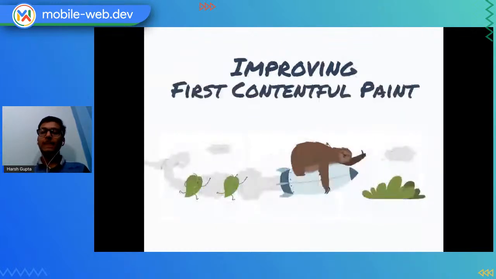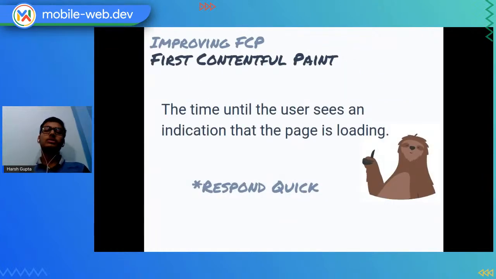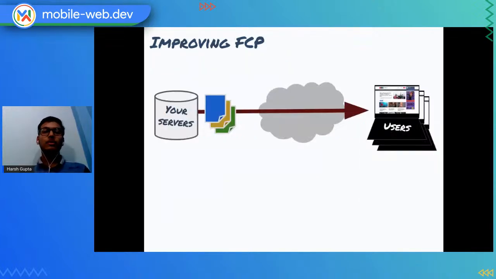So first, improving the First Contentful Paint. If I remind you, it is the time until the user sees something indicating that the page is loading. It means the first content of the page has loaded, for example the navigation bar. So improving the FCP means we want to make it as fast as we can.